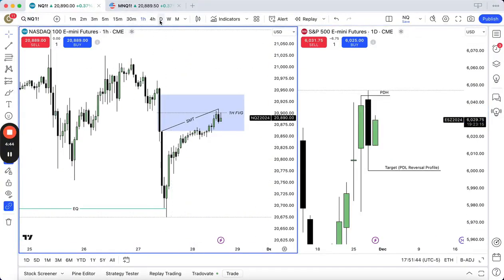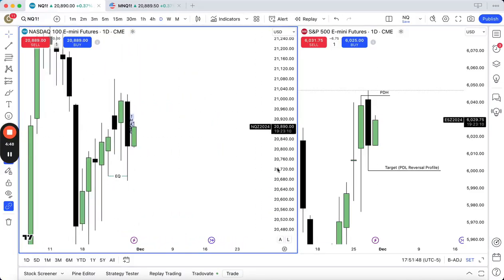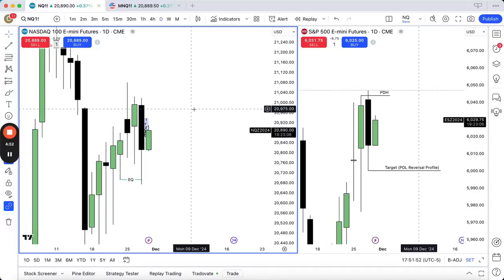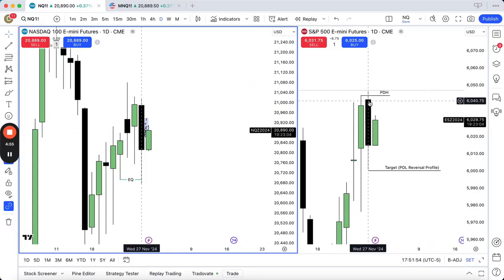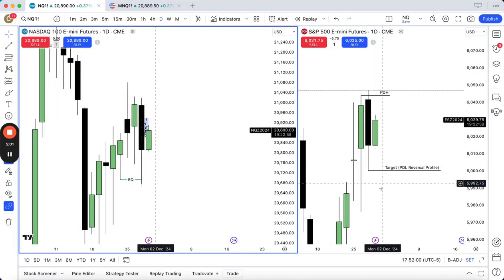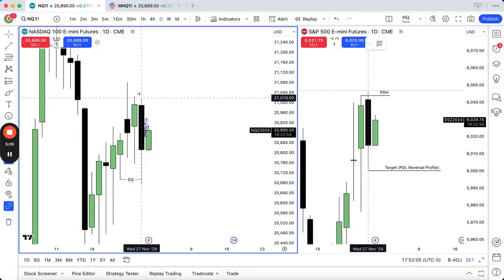And on NQ, if we move into the daily time frame, you'll be able to see something very interesting. Going into tomorrow, I'm bearish. Why? Because on ES yesterday, we swept this previous day high and closed below, which is a reversal profile to the downside. So this would be my target, which is previous day low. But you see, on NASDAQ, we did not sweep a high.